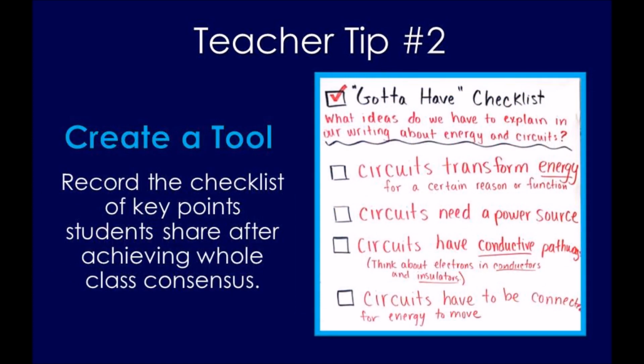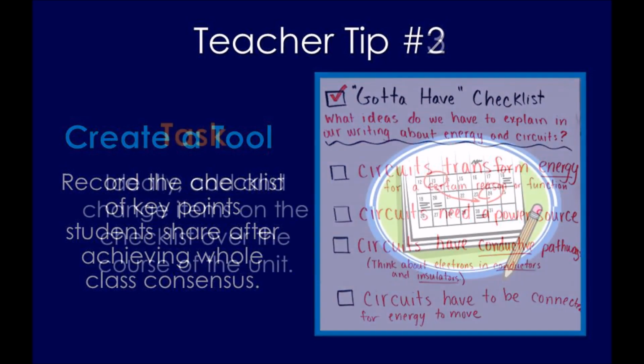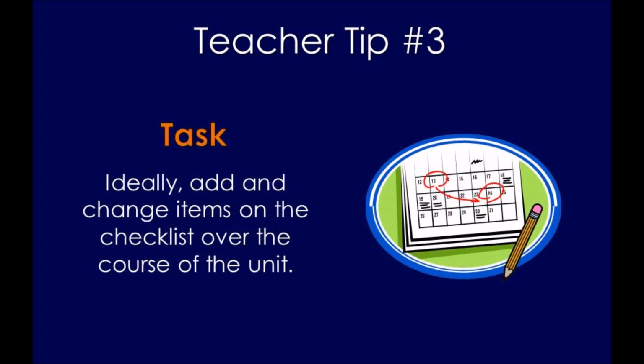Use talk moves to orchestrate a whole class conversation to add to or change items on the checklist. Remember to use student language alongside science terms, so it's a useful tool for students later on when they use this checklist to write evidence-based explanations about the science phenomenon. Ideally, add and change items on the checklist over the course of the unit so students can see that they can change ideas over time based on new evidence. In this case, however, it worked well as a pre-writing activity.